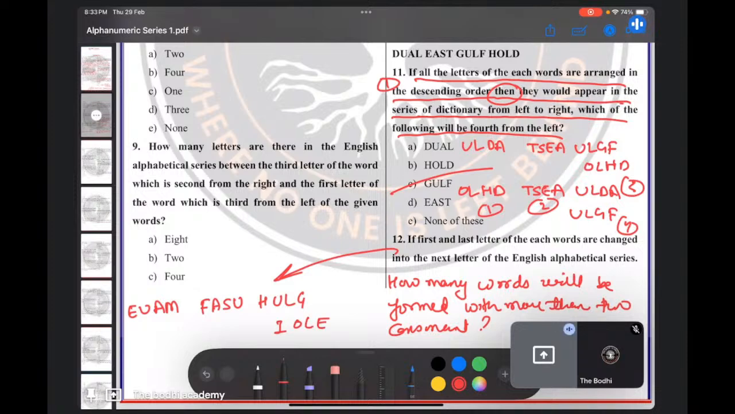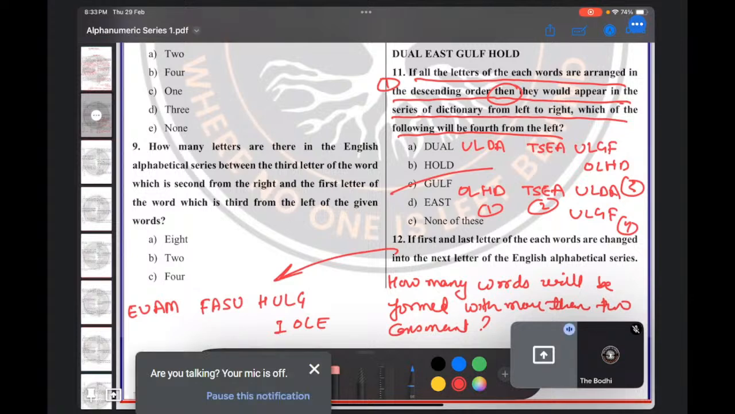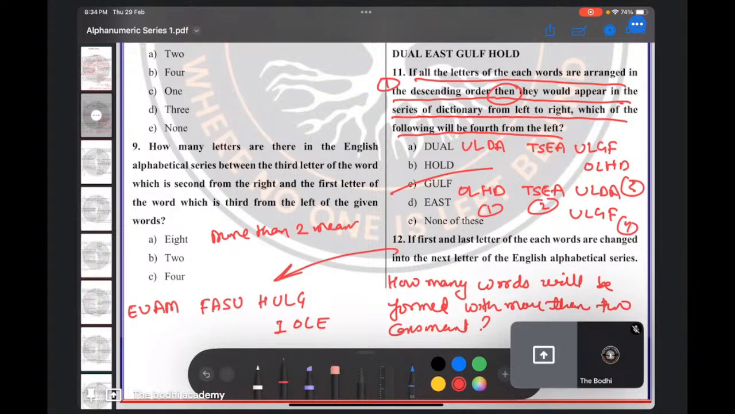So now, how many words will be formed with more than two consonants? What is the meaning of more than two consonants? More than two means minimum is three. You have to take three and above. You cannot take two. So now consonant means what? Except your A, E, I, O, U, all are consonant.